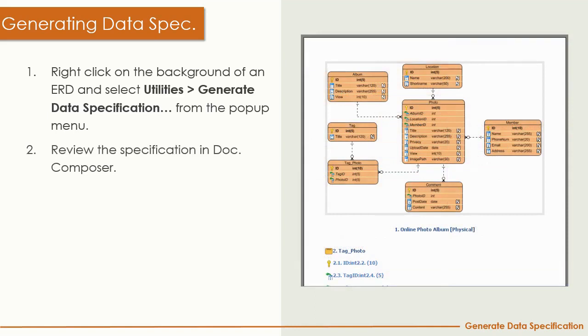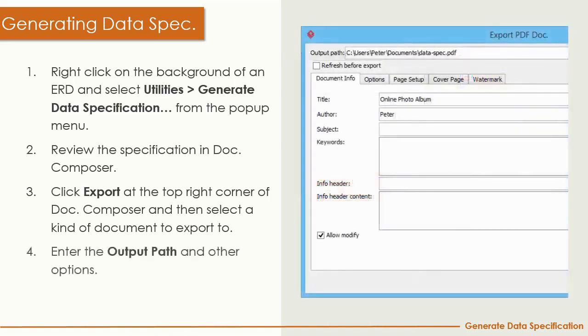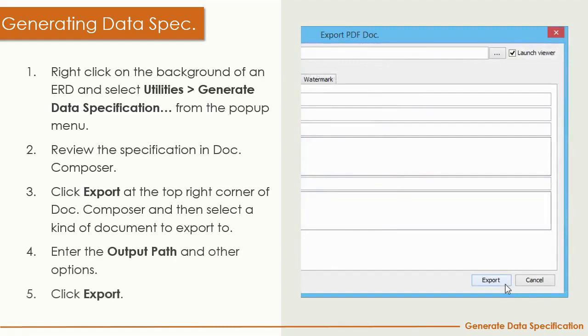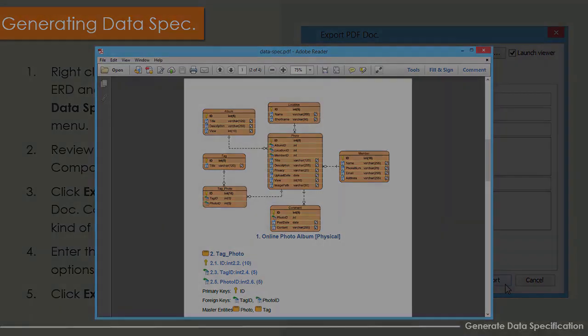And then you can preview the specification in the document composer within Visual Paradigm. If you think it is good, you can do some touch up, of course, and then you can export the document in different formats. You specify the path and export, then it will generate the document in the normal formats, including PDF, HTML, and Word. Before we move on to the details of different types of documents, let me demonstrate to you how to generate the data specification from Visual Paradigm.